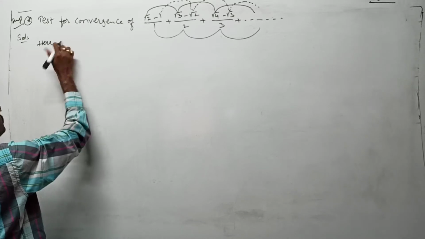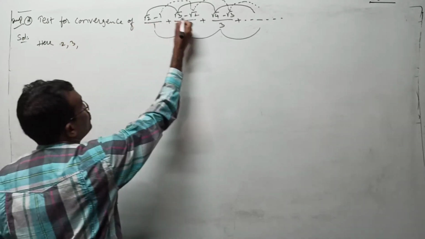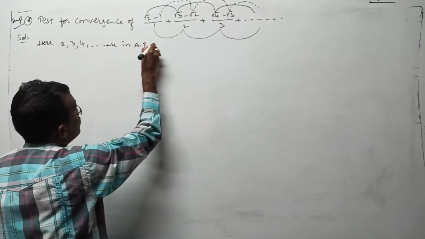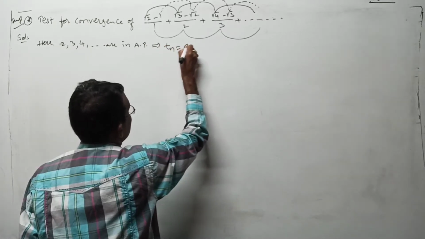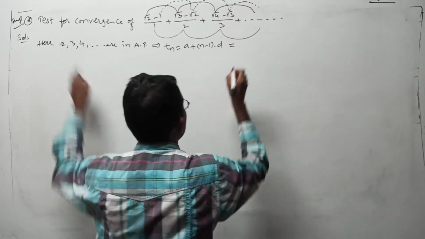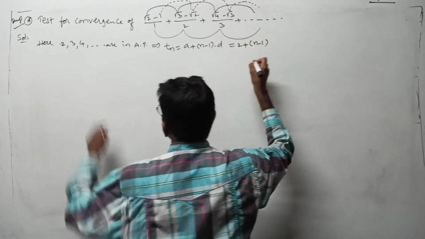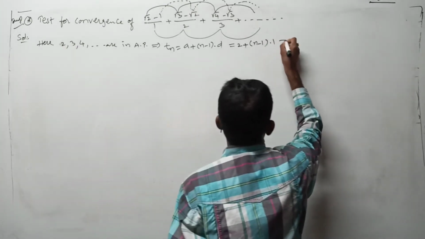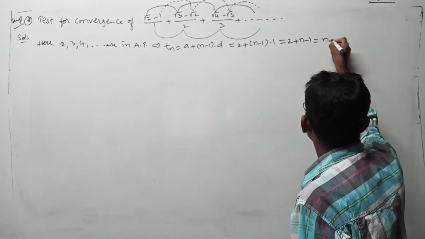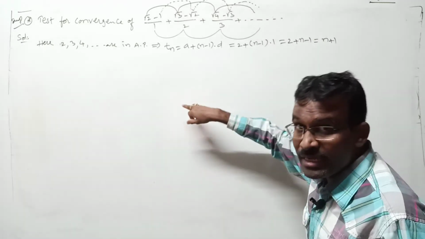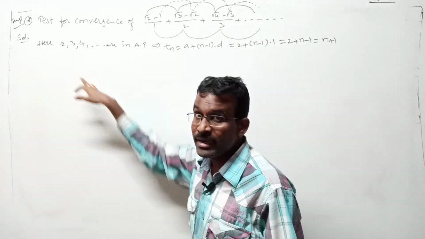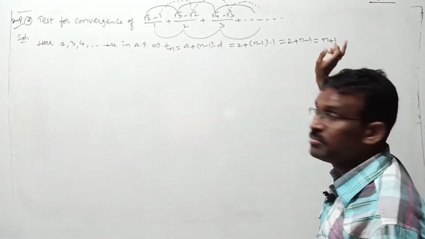2, 3, 4 and so on are in AP. This implies Tn is equal to a plus n minus 1 into d. Here a means the initial term 2, plus n minus 1 into d, where d is 3 minus 2, the common difference 1. It is 2 plus n minus 1, how much is it? n plus 1. But while writing un, it is root n plus 1 because the root is there. Inside the root only we have taken it. Keep this result aside.